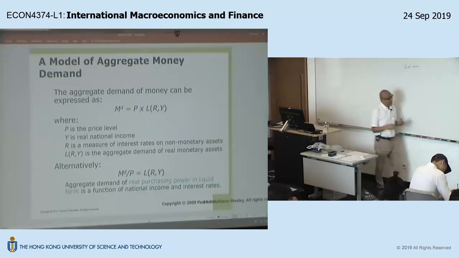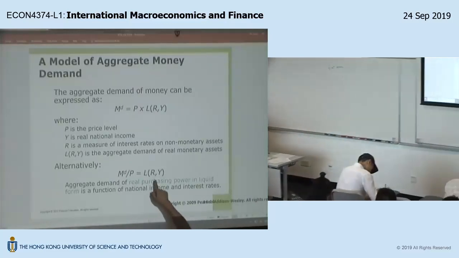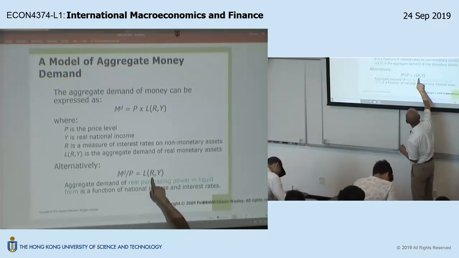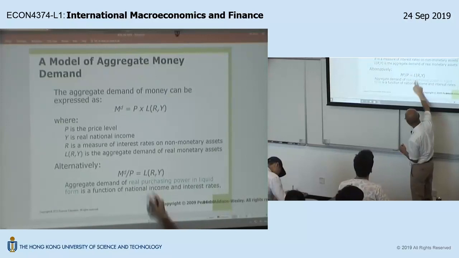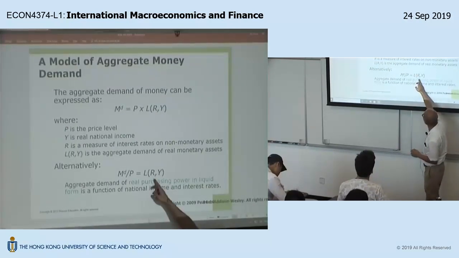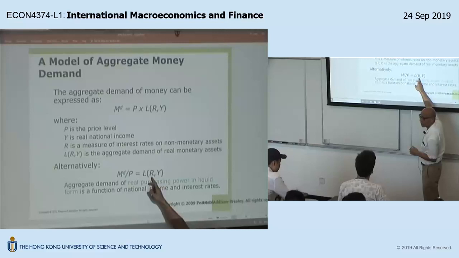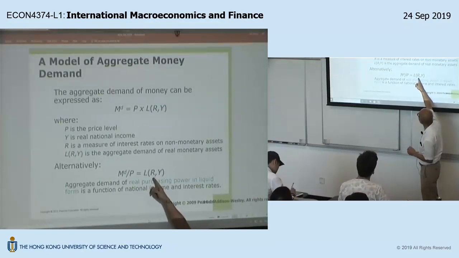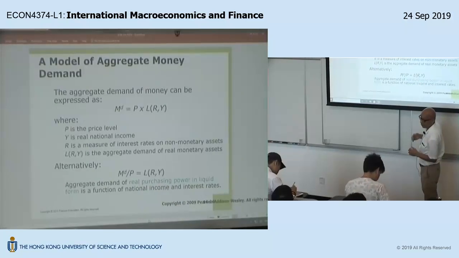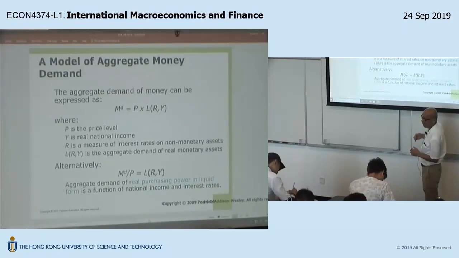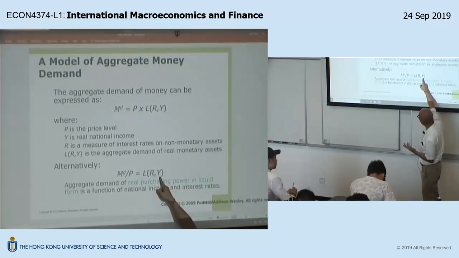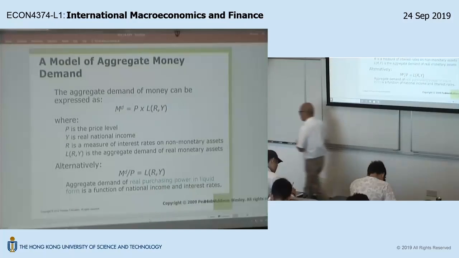Obviously, I haven't told you whether this is a positive or negative relationship, but let me ask you this. Do you think R will positively affect L or negatively affect L? It's negative, because when R is larger, there is less demand for liquidity. How about income? Is it positive or negative? Should be positive, right? More transactions.